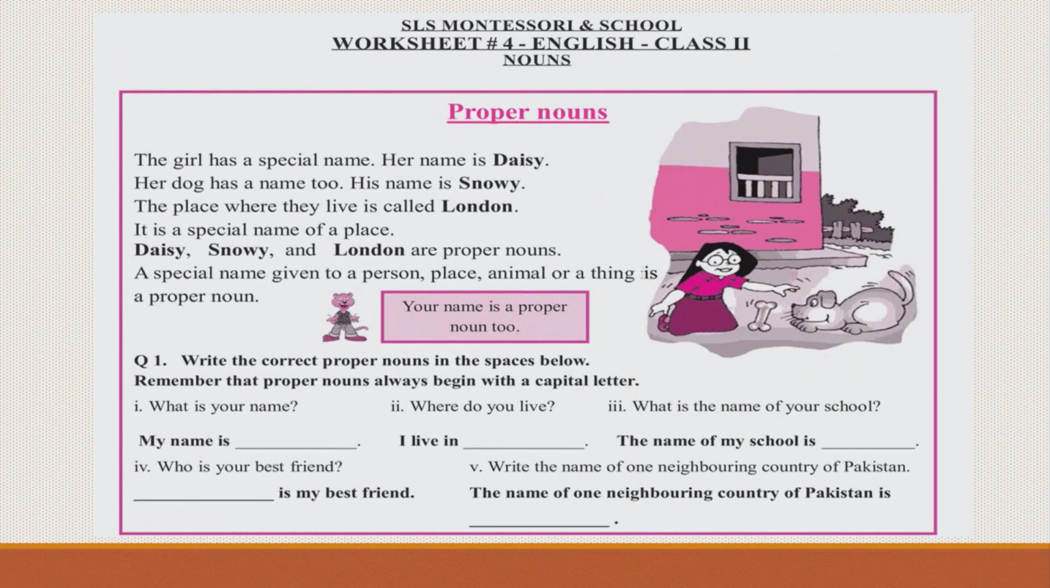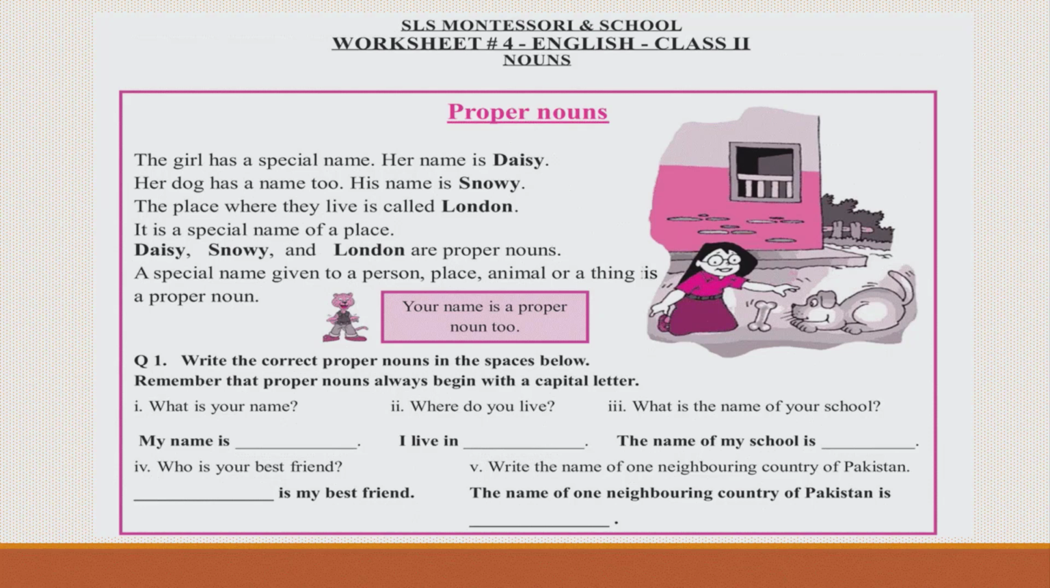Okay, students, now we'll be doing worksheet number 4, proper nouns. Before starting it, we'll just have a look at this picture. What can you see in this picture? There is a girl and a dog, right? The girl has a special name. Her name is Daisy. Now, what is the name of the girl? Daisy. So see, we have written Daisy with a capital letter D.